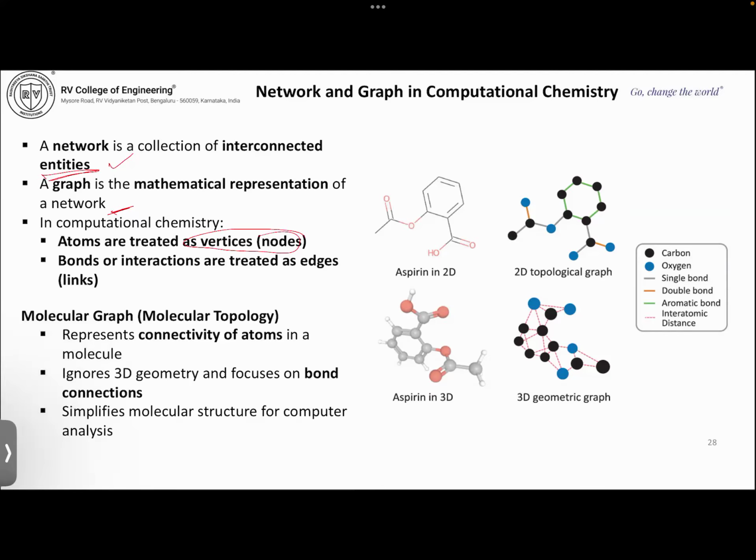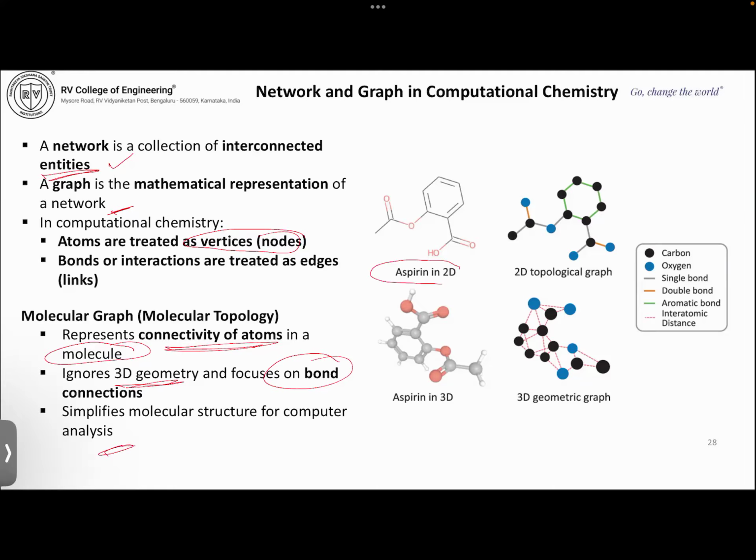So in a molecular graph, with respect to molecules and materials, the molecular topology represents the connectivity of atoms in a molecule. It does not consider 3D geometry. It represents only how they are connected, not how they are arranged in 3D space. It focuses only on bond connections, and it simplifies the molecular structure for computer analysis.